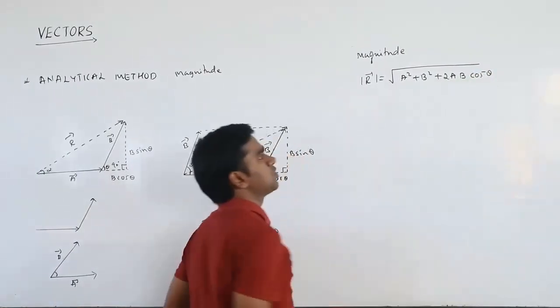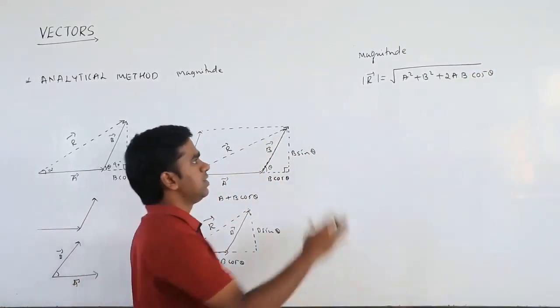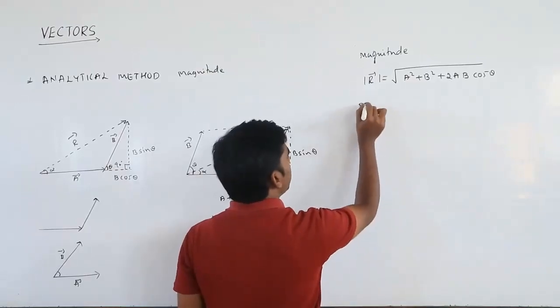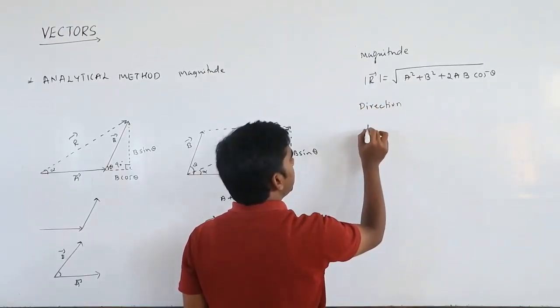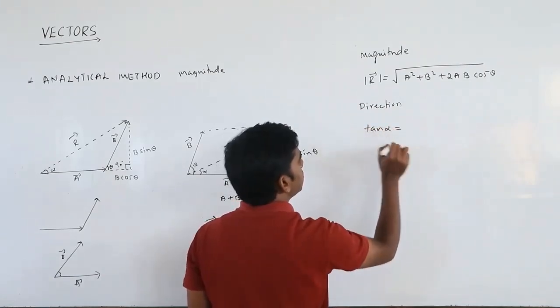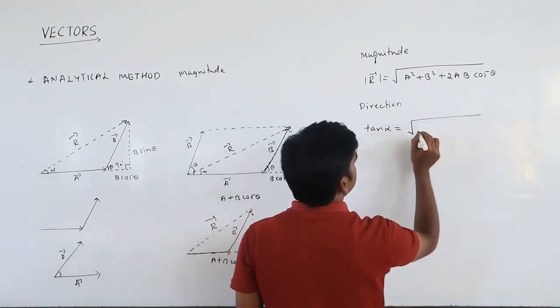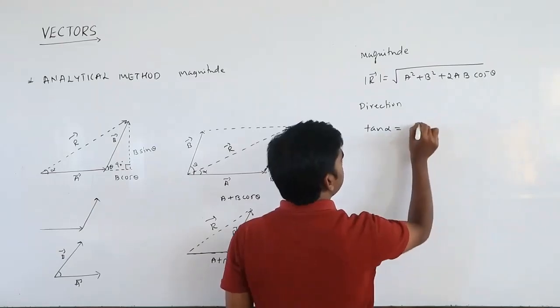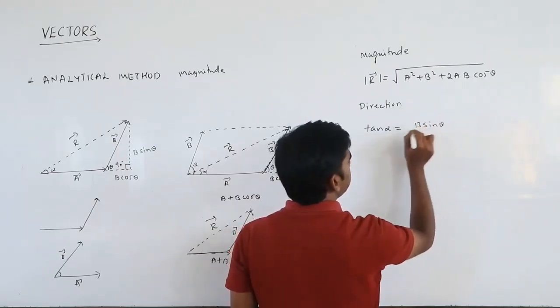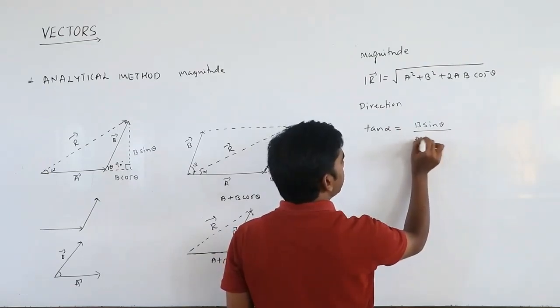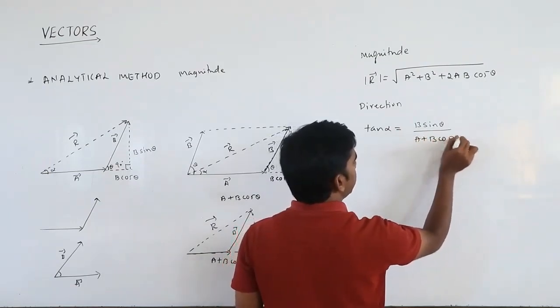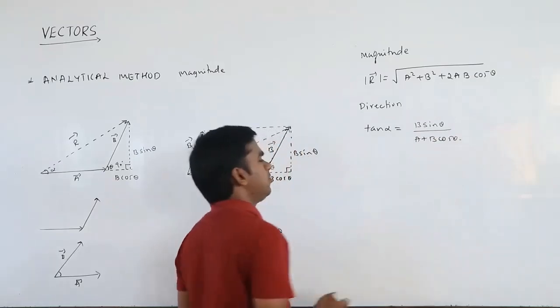a square plus b square plus 2ab cos theta is going to be the magnitude. What about the direction? Direction is going to be tan alpha equals b sin theta divided by a plus b cos theta. Okay, so I am not writing anything new.